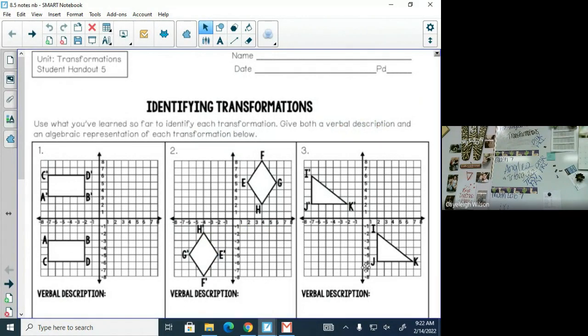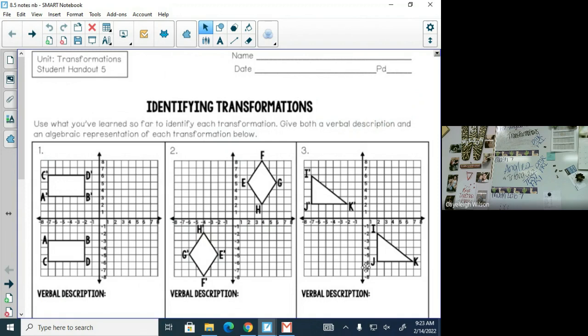So today, identifying transformation. It says, use what you learned so far to identify each transformation. Give both a verbal description and an algebraic representation of each transformation below. A verbal description is like, did it go up 3, down 5, left 2? Did it have a reflection on the x-axis or the y-axis? Did it rotate 90 clockwise? Those are words that you use to describe what happened. The algebraic expression is where you put like x plus 3 comma y minus 7, or you switch the x and the y based on what your paper says.